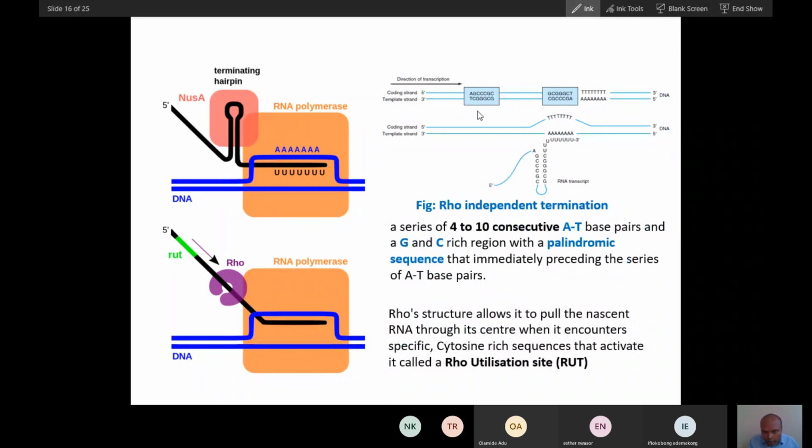You can see these two sequences here, sequence 1 and sequence 2. This is the coding strand, and the RNA will be very similar to the coding strand. You can read the RNA from this coding strand. You can see A and T. In place of T in RNA there will be U.